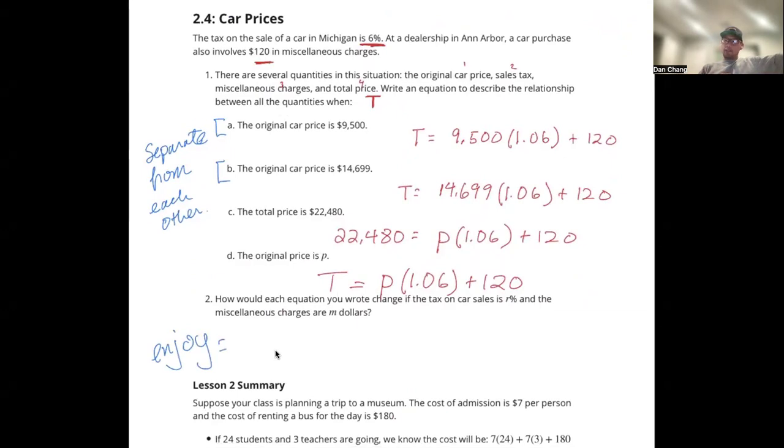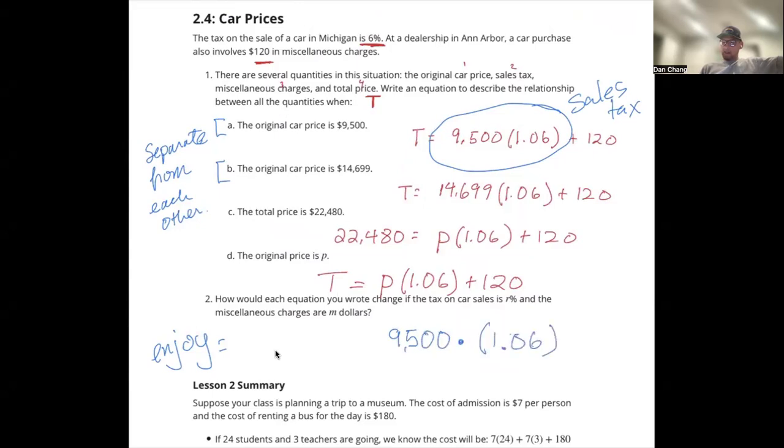And the one thing I wanted to make sure that everybody just noticed is how you applied sales tax. I take the original price, 9,500, I multiply it by 1.06. And the reason I do that is because 1 just means you include the original price in the multiplication. And obviously the 0.06 represents the extra amount that you pay for sales tax.